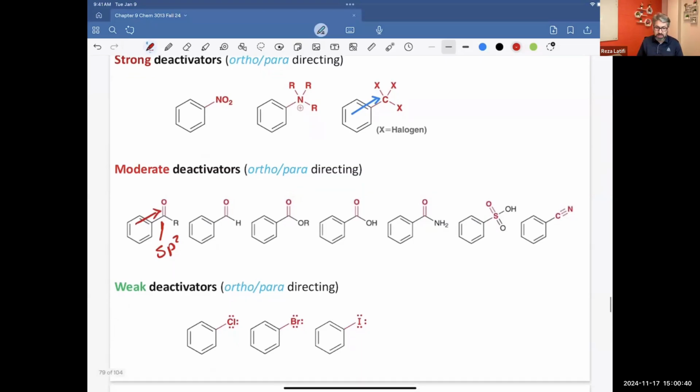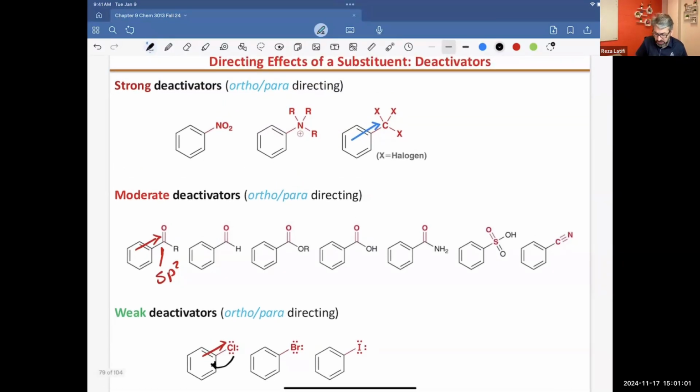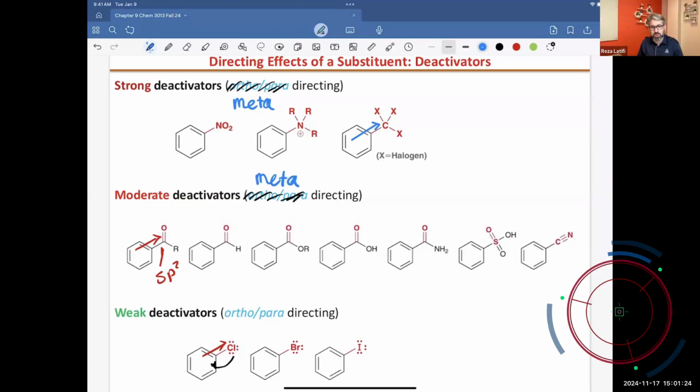And a halide, as I said, wants to pull electron density from the ring, but because it has a lone pair, it will share that lone pair with the ring, so it will be an activator and deactivator at the same time, and that's the reason we call it a weak deactivator. I made a mistake, so please ignore those, because I just copy pasted them from the previous one. Deactivators will lead to the meta position, except the alkyl halide and the halide, which will technically direct to the ortho and para positions. And this is going to be the end of this lecture, and thank you very much.